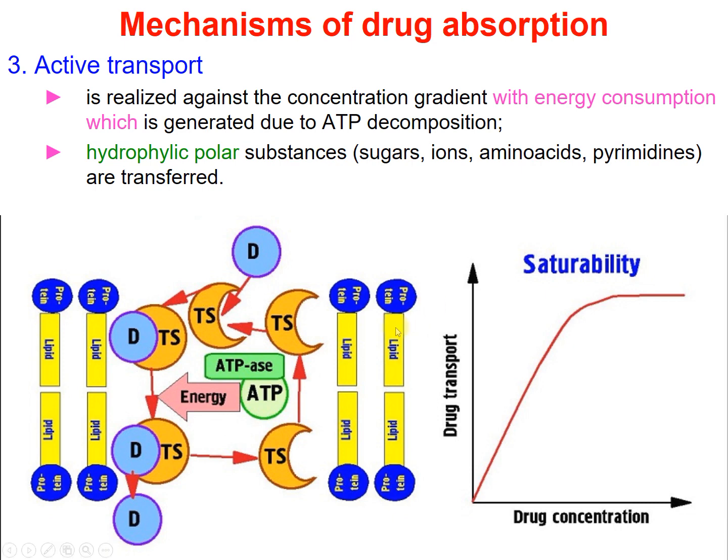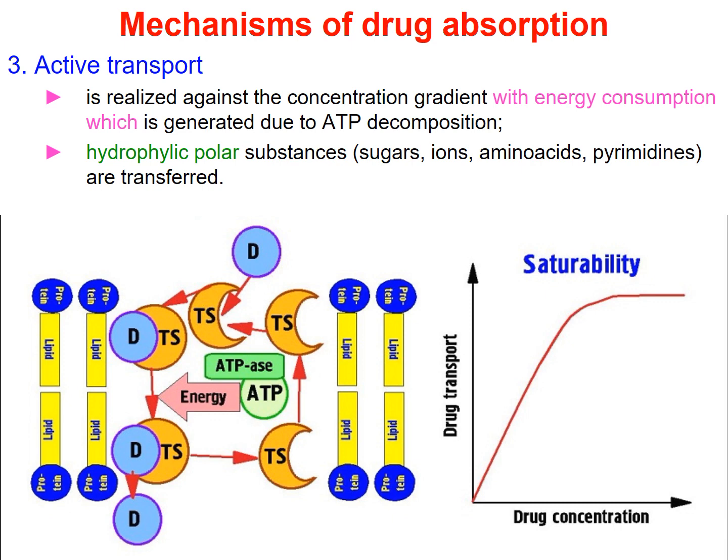Also, this mechanism requires specific transport systems, which are the proteins that are located in the cell membrane that can bind with the drug molecules and form a complex that is transferred to the opposite side of the cell membrane, where the drug molecule is released into the cytoplasm of the cell. And later the transporting system is returned back to the outer side of the cell membrane, where it can bind to the next molecule of the drug.